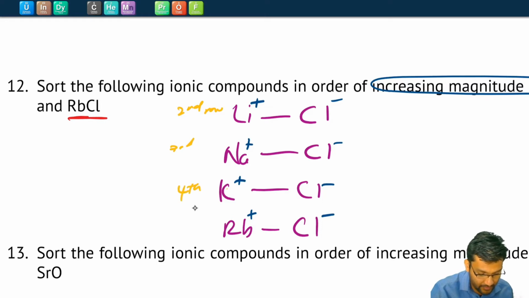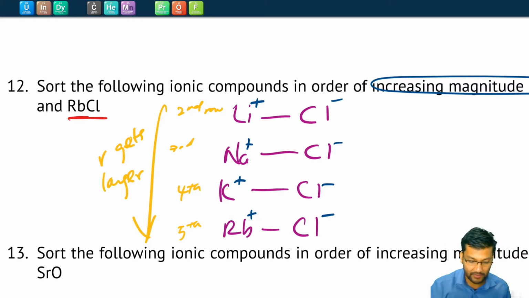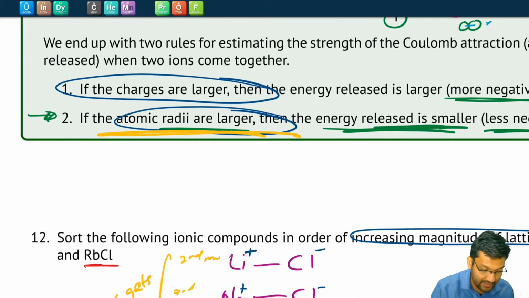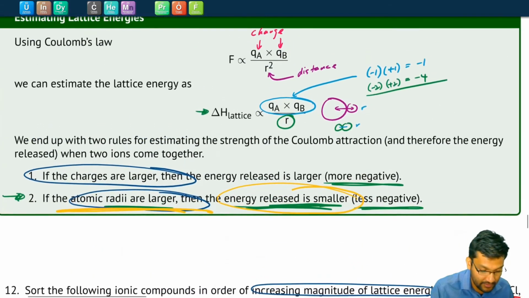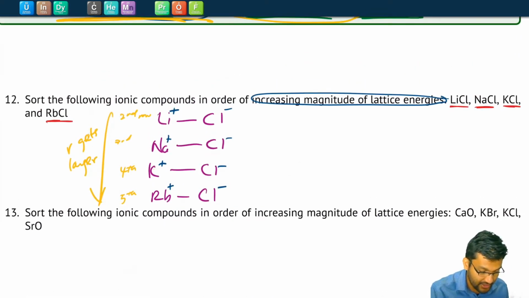This is in the fourth row, and this is in the fifth row. And we know that as we go down the periodic table, R gets larger, right? So what do we know about R? If the atomic radius is larger, then the energy released is smaller, because they're further separated, and so R is in the denominator. So as R gets larger, the energy gets weaker, so the lattice enthalpy is lower.